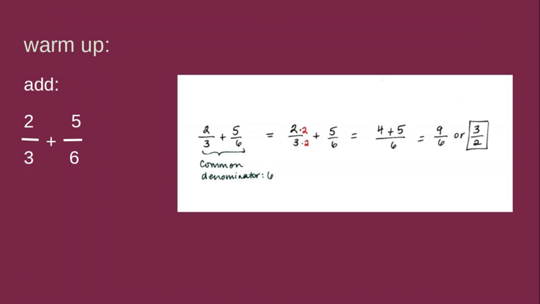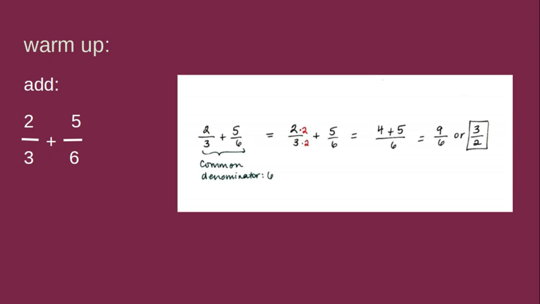All right, so let's warm up. If we wanted to add 2/3 plus 5/6, what would we do first? Figure out the common denominator. What's the least common multiple of 3 and 6? 6. So to turn that first fraction into something with a denominator of 6, I'm going to multiply it by a name of 1, or 2 over 2. So 2 times 2 gives me 4, 3 times 2 gives me 6. So now I'm looking at 4/6 plus 5/6, which would be 9/6, reduces down to 3 over 2.